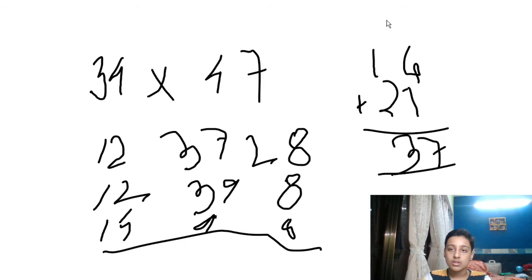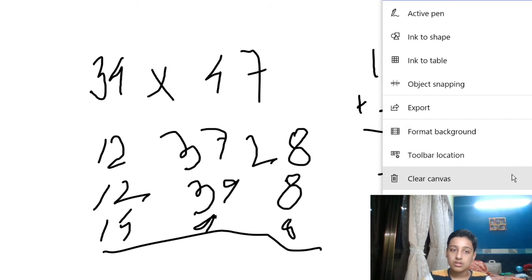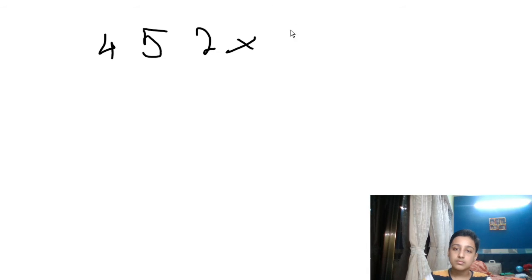Now I'm going to erase all of this. Clear canvas. Now we are going to be multiplying three-digit numbers. So say 452 multiplied by 717.